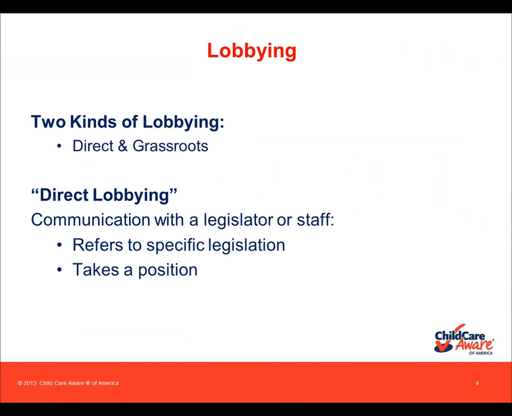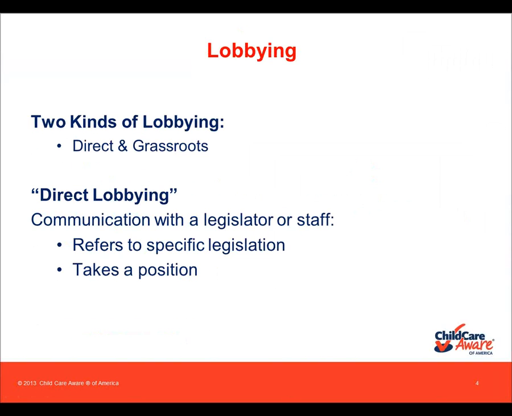And lobbying, on the other hand, there are 2 different kinds of lobbying. One refers to direct lobbying, and the other refers to grassroots lobbying. So direct lobbying is actual direct communication with a legislator or their staff. So if you have a Hill meeting, if you're in Washington, D.C., and you go meet with a congressman or a senator, that's a direct lobbying action.